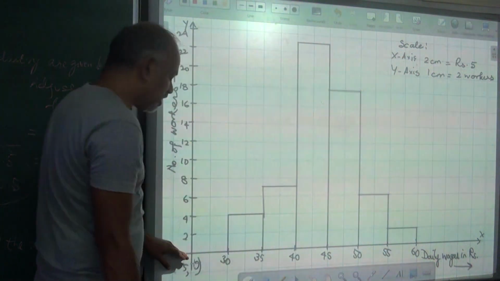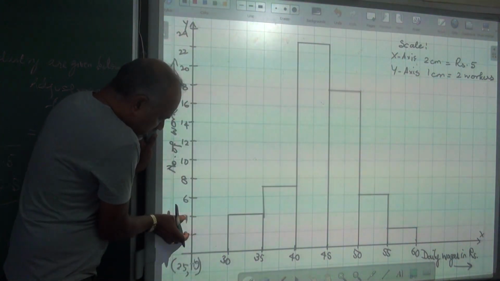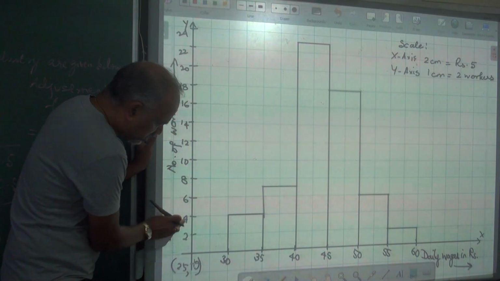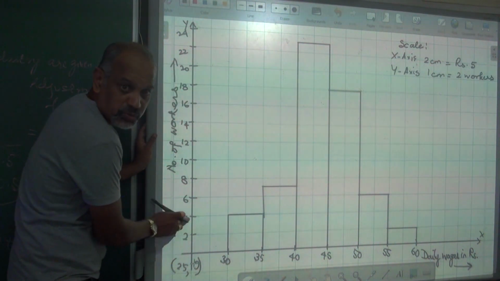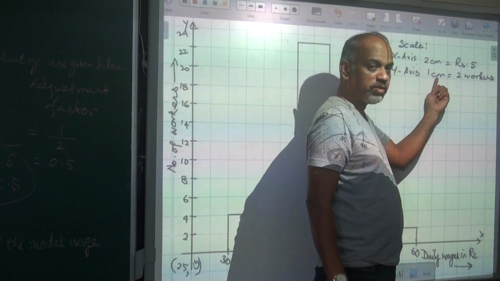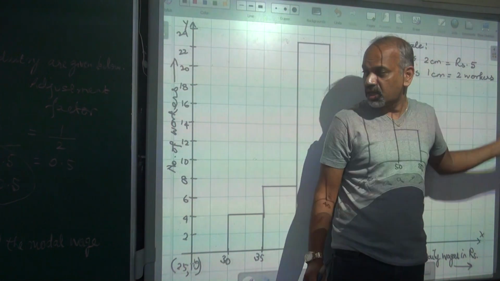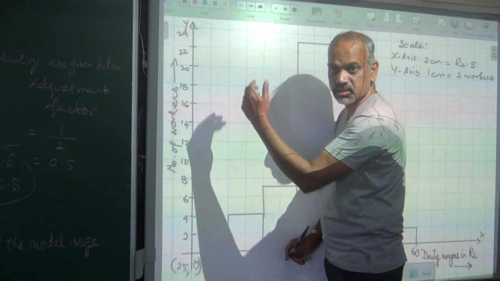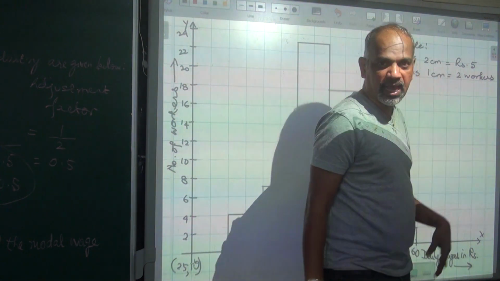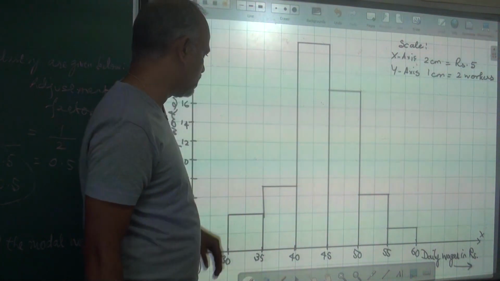Okay. And how we divided the y-axis is, if you look at it, this is 1 centimeter. Every 1 centimeter, the difference between these two is 2. 4 minus 2 gives you 2. Okay. So y-axis is divided as every 1 centimeter is 2 workers, because this side are workers. Okay. So this scale has to be written, how you divided the x-axis and the y-axis.